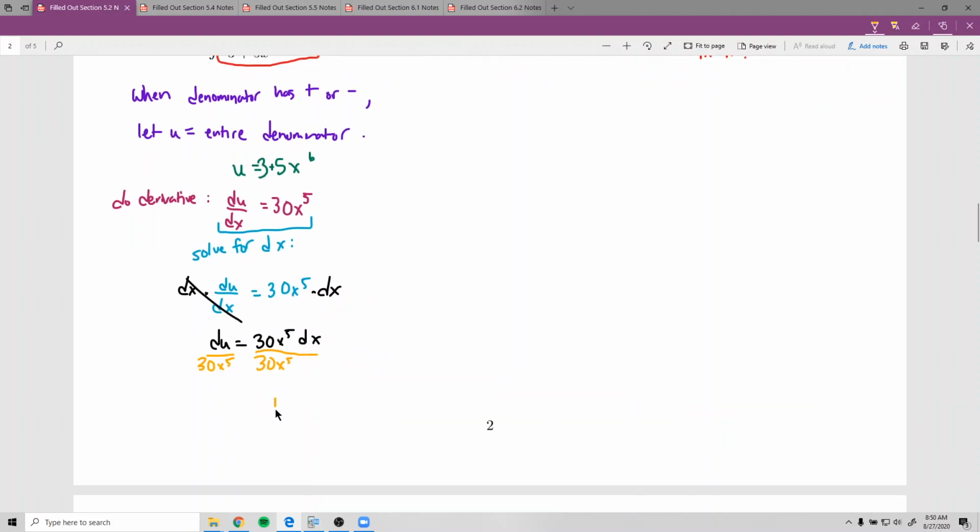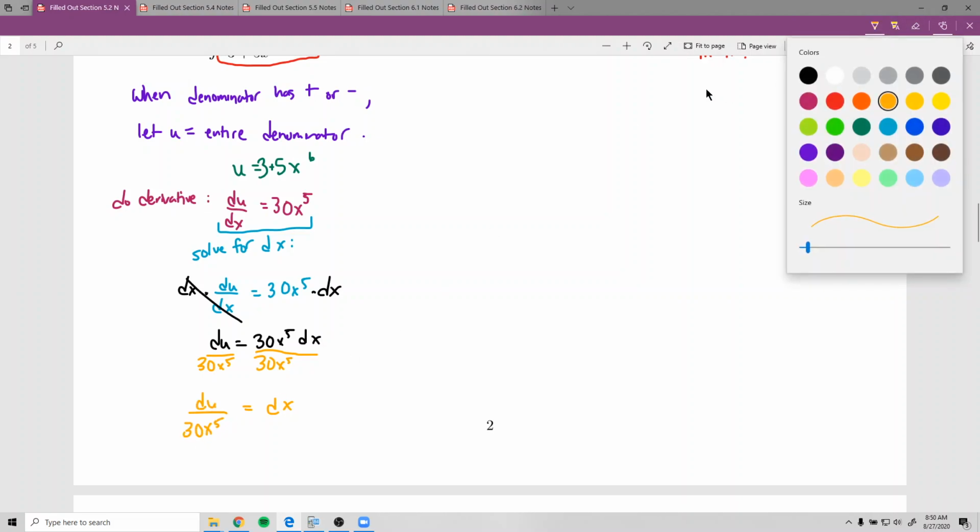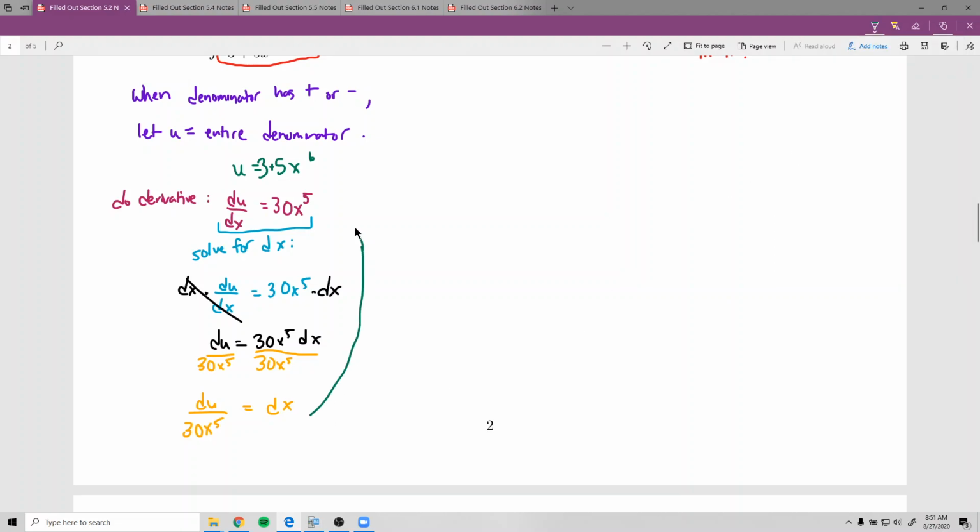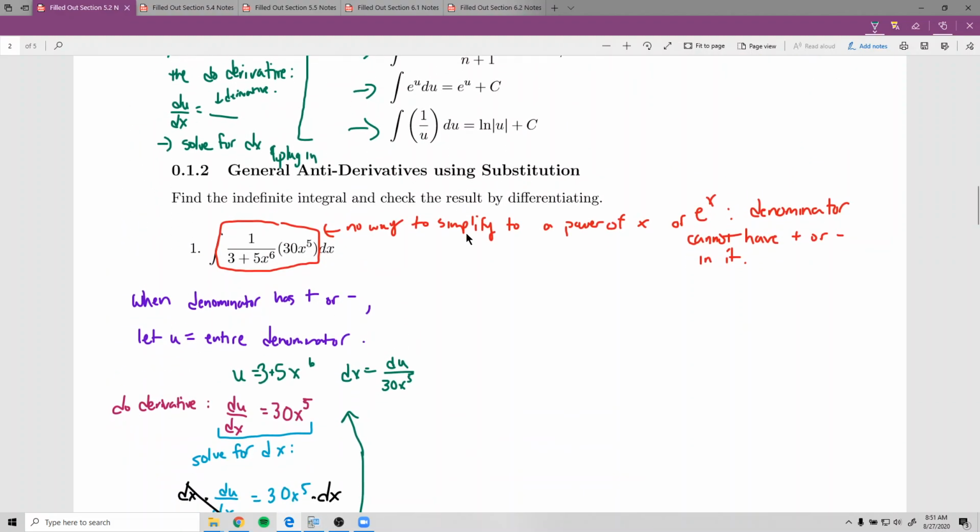And our formula here, when we solve for dx, we get du over 30x to the 5th. I'm just going to write it up here so we can see the problem along with what we have. All right, so to recap, the starting point of doing integration with substitution, you figure out your u. This is one way to choose u, but this is a foolproof way. If you do have a plus or minus in the denominator, 99% of the time, you're going to choose u this way. And then for dx, we do the derivative to get du over dx and then just solve that for dx.